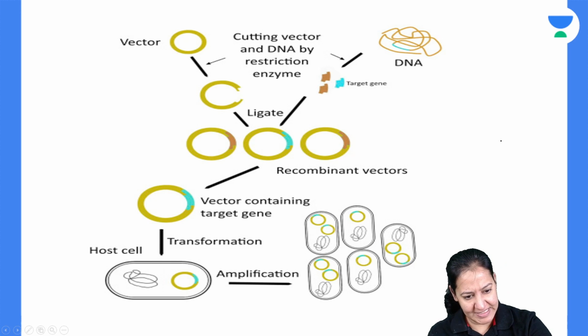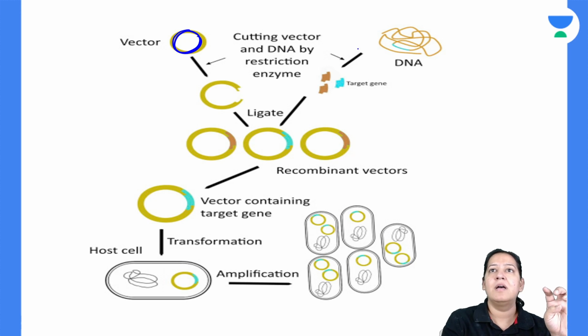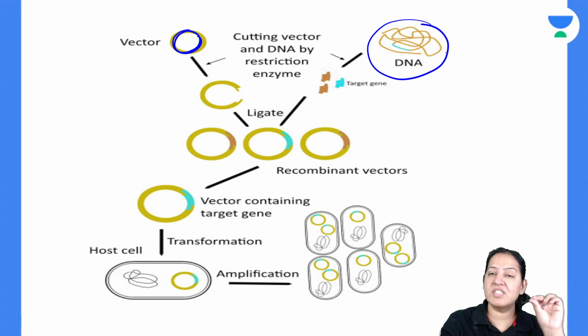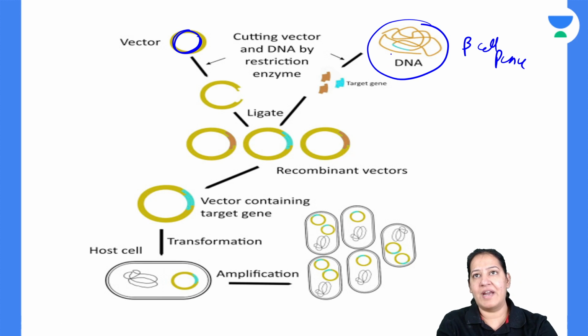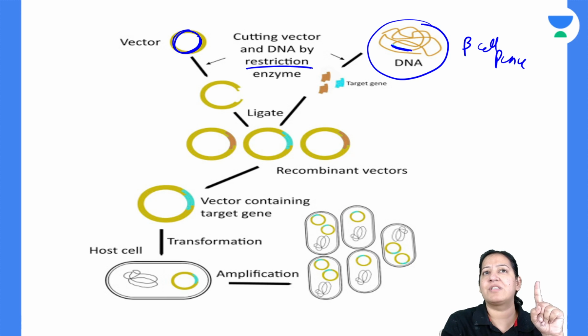You can see in this diagram, this is the vector. This is the vector, this is the plasmid. This is the entire DNA. Which DNA? Beta cell of the pancreas. Inside which the blue is the target gene. Can you see? This is the target gene, the insulin gene. I'm using an enzyme, restriction endonuclease enzyme. It will cut my target gene. So my target gene is separated.